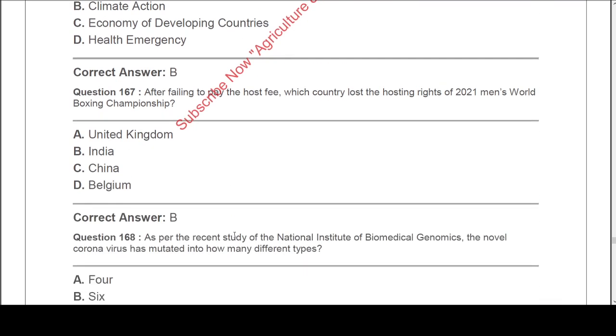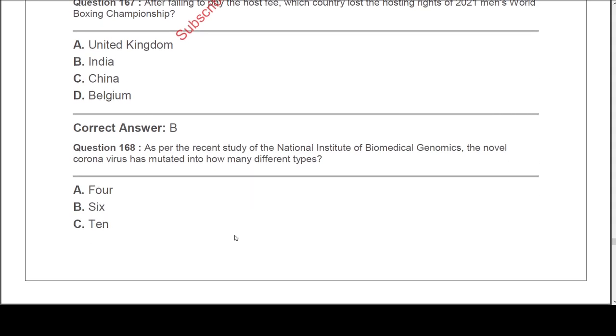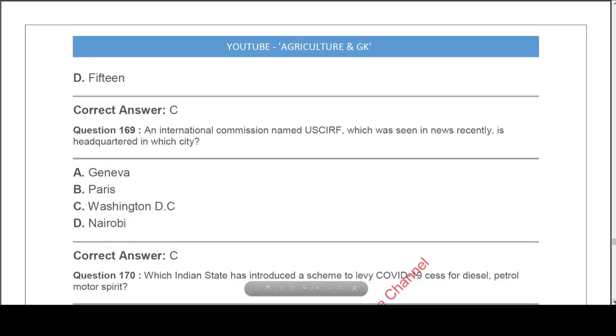After failing to pay the host fee, which country lost the hosting rights of the 2021 Men's World Boxing Championship? It is India. Option B. As per the recent study of the National Institute of Biomedical Genomics, the novel coronavirus has mutated into how many different types? It is option C, 10 different types. It has mutated about 10 times. An international commission named USCIRF, which was seen in the news recently, is headquartered in which city? It is Washington, D.C.